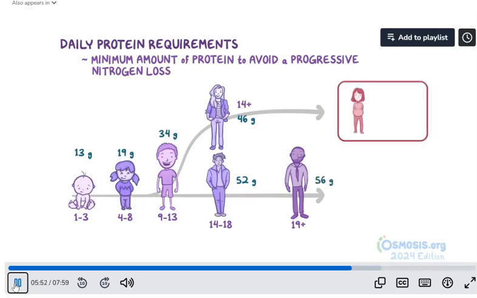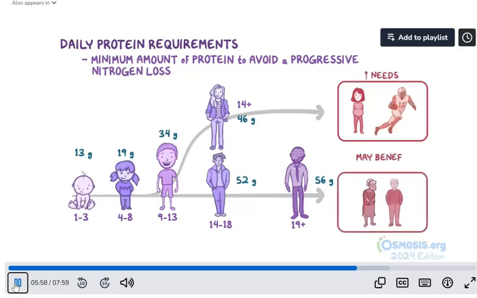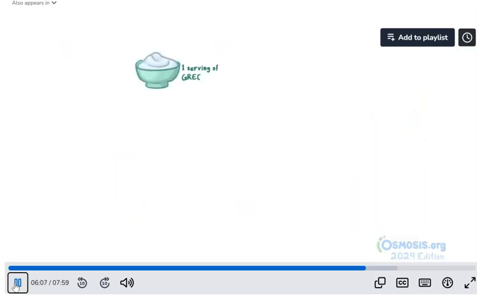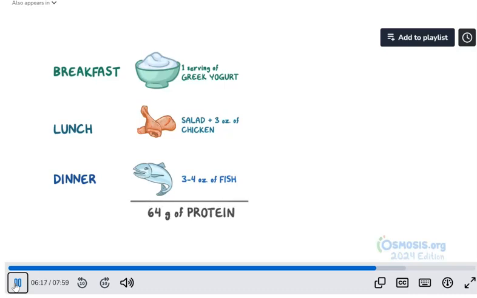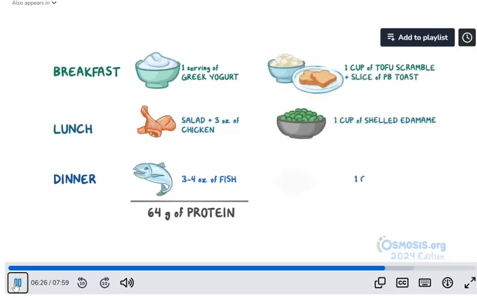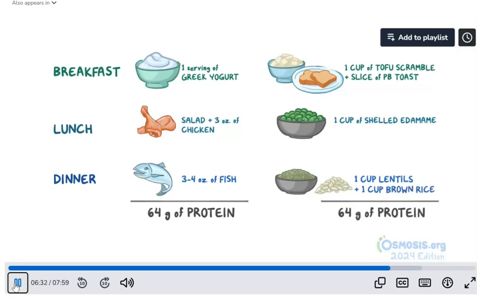Some groups, like pregnant and breastfeeding women, as well as athletes, have elevated needs, and older adults may also benefit from eating more protein. Getting the right amount of protein per day can be achieved in multiple ways. For example, 1 serving of Greek yogurt with breakfast, a salad topped with 3 ounces of chicken for lunch, and 3 to 4 ounces of fish at dinner provides about 64 grams of protein. Getting the same amount of protein could also be achieved by eating a cup of tofu scramble and a slice of peanut butter toast for breakfast, a cup of shelled edamame with lunch, and 1 cup of lentils and brown rice at dinner, which also offers about 64 grams of protein in total.